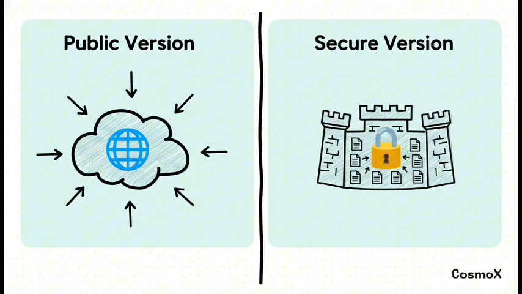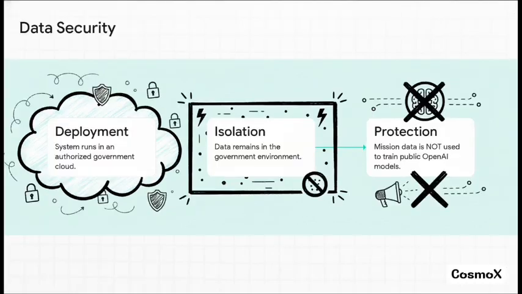Public ChatGPT runs on regular commercial servers. This one runs inside a secure government cloud. And on top of that, it has custom-built safety features. We're talking about two totally different beasts here. So the security really comes down to three key things. First, the whole system lives inside the government's own secure cloud. Second, any data that goes in, stays in. It is completely isolated. It never leaves that environment. And third, and this is the absolute kicker, none of that data is ever used to train the public ChatGPT models. It's like a digital fortress, completely sealed off.